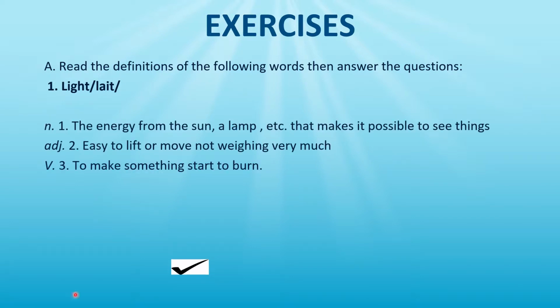In the meaning of noun, it says the energy from the sun, a lamp, etc., that makes it possible to see things. You usually understand light as the sun or a lamp or tube light or bulb, etc., that makes it possible to see things. At night, you switch on your lights to see everything, right? So this is an example of light as a noun.